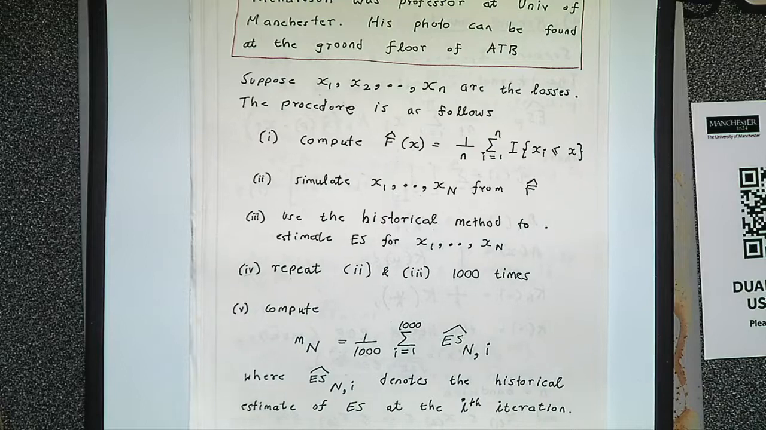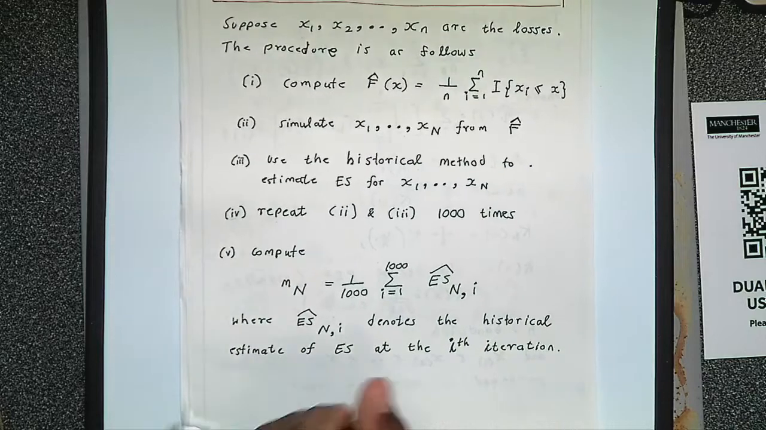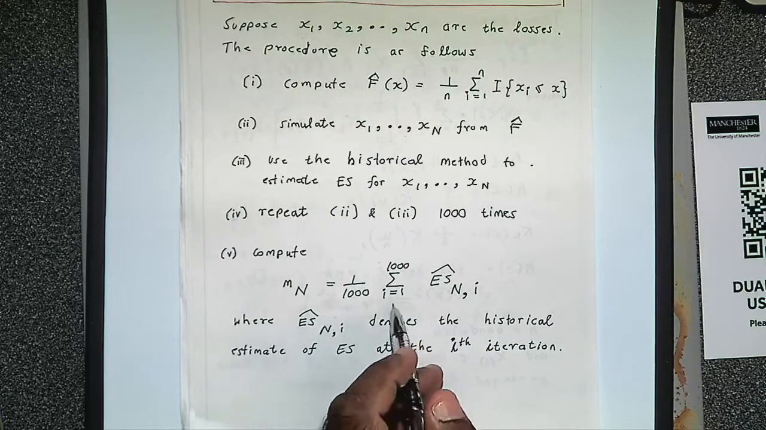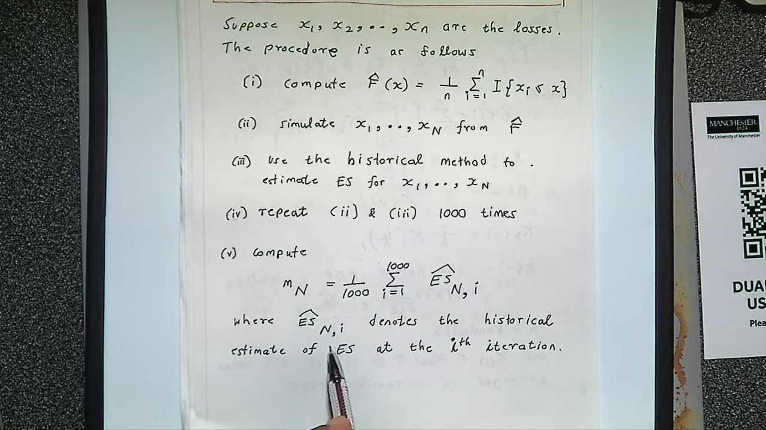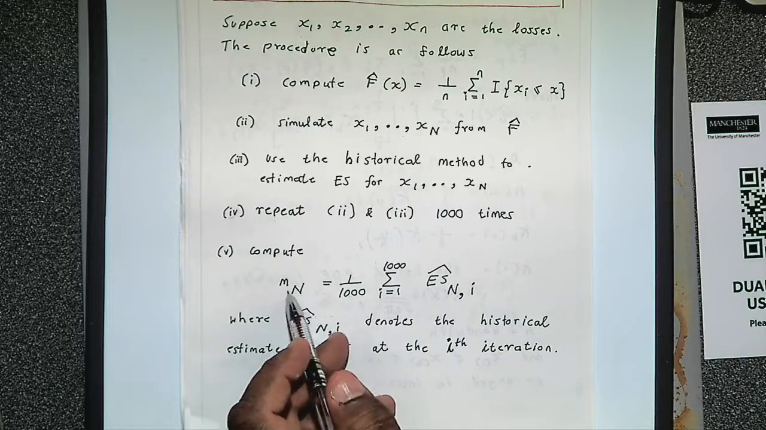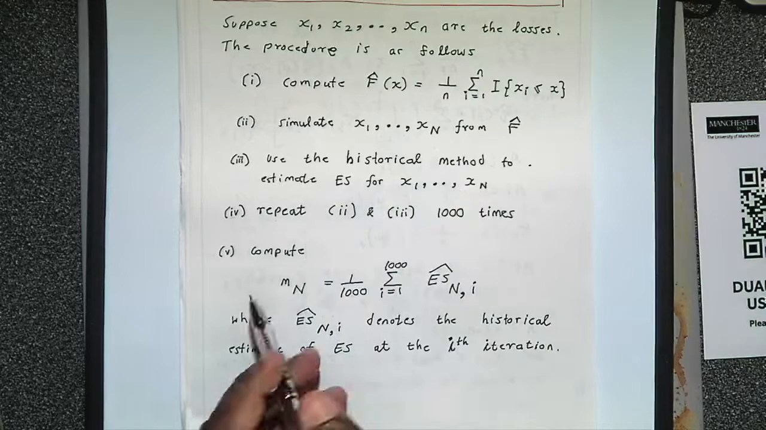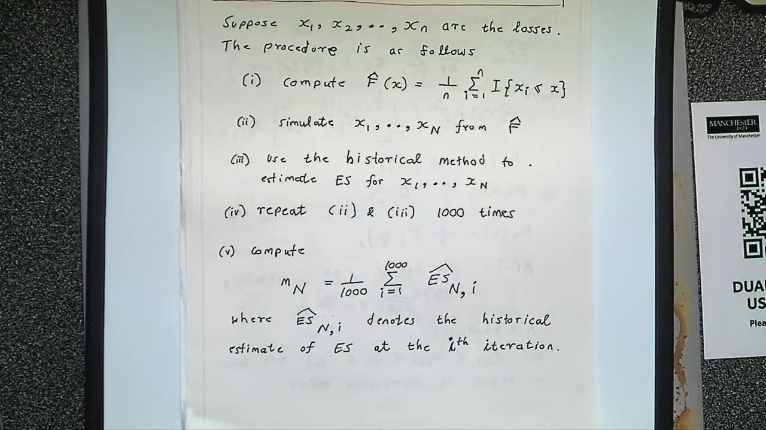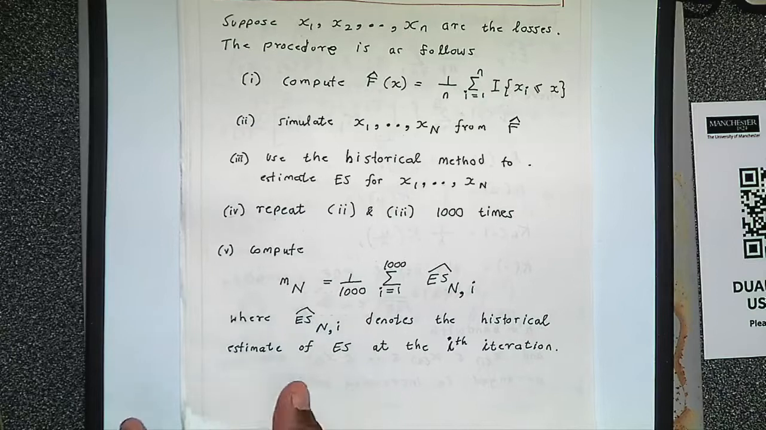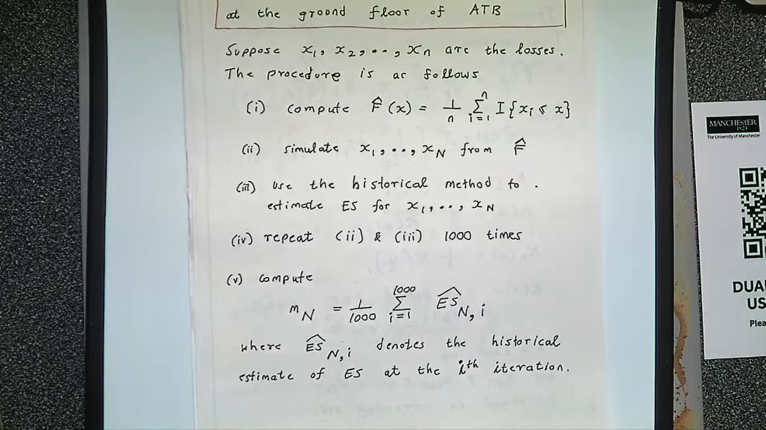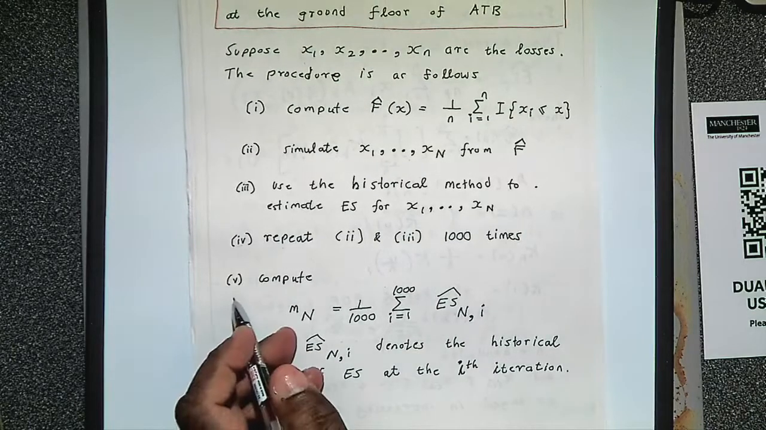In step 5, you take the average of the 1,000 estimates for expected shortfall that we got. I'm going to call that little m subscript N, where N once again need not be the same as little n. Capital N, not little n. So that's step number 5.